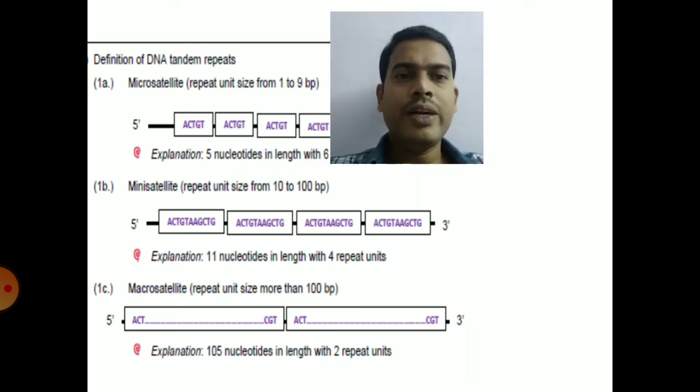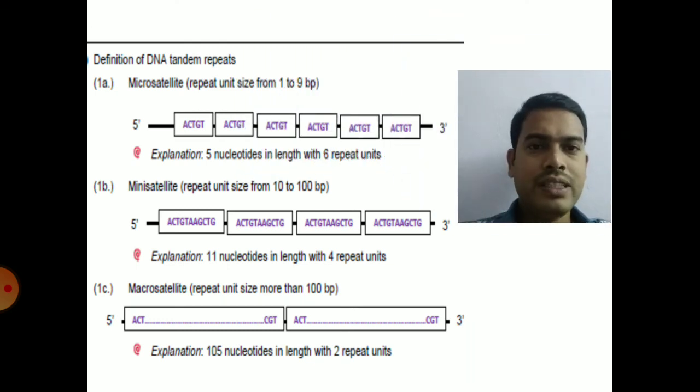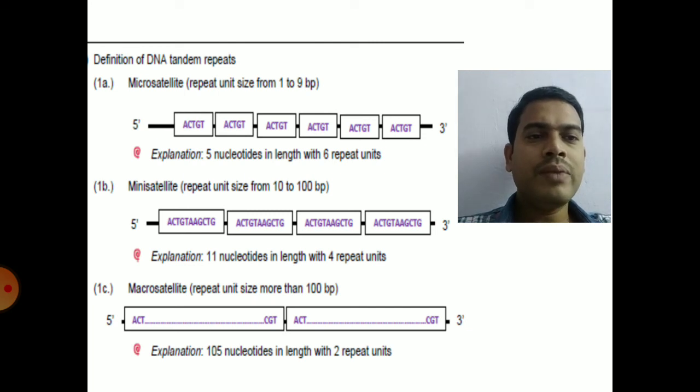While coming to tandem repeats, as I mentioned, we have seen a special structure called satellite DNA at the centromere region. I have mentioned it while describing the chromosome structure. A special type of DNA present at the centromere region is called satellite DNA. The satellite DNA is of 3 types: microsatellite, minisatellite, macrosatellite.